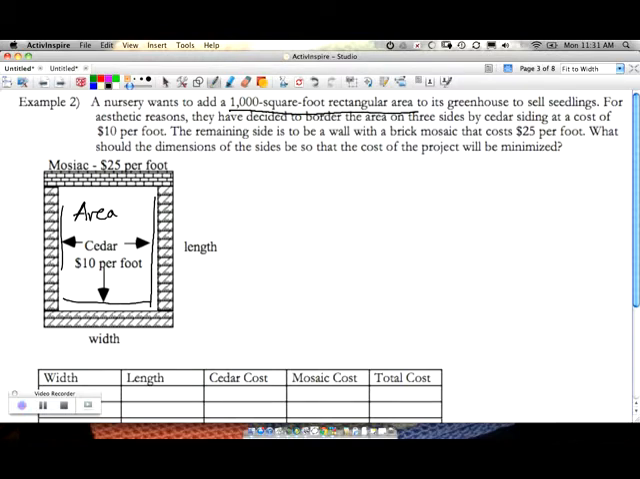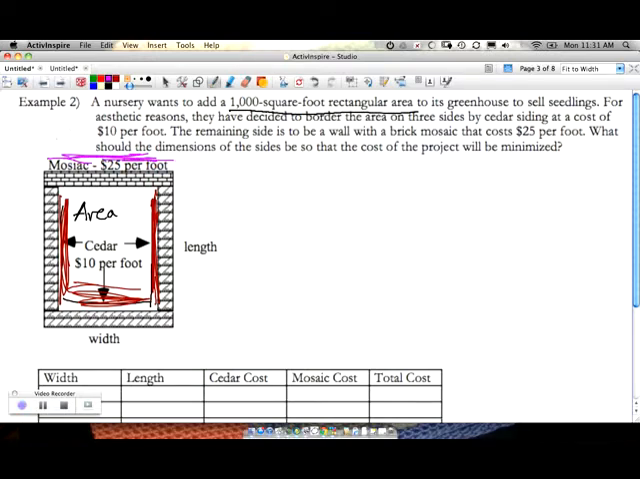Let's color that in, how about brown? For like wood. So brown, that's kind of a reddish brown. So we got this side is wood, this side is wood, and this side is wood. And then up top we have the $25 per foot for the mosaic, which is a little bit crazier. We'll color that piece in purple.